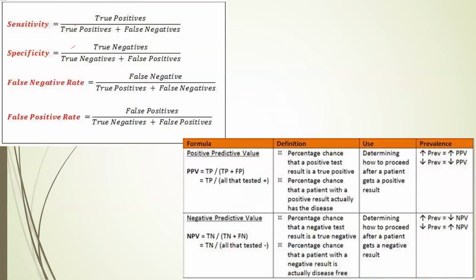Sensitivity is nothing but, again, you'll have to remember this formula, which is true positive by true positive plus false negative. Specificity is true negative by true negative plus false positive. False negative rate is, again, false negative by true positive and false negative. And false positive rate is, again, false positives by true negative and false positive. Again, you'll have to memorize this, like I said, because you're going to get simple calculations. So memorize the truth table, and then it'll be easier for you to memorize these formulae.